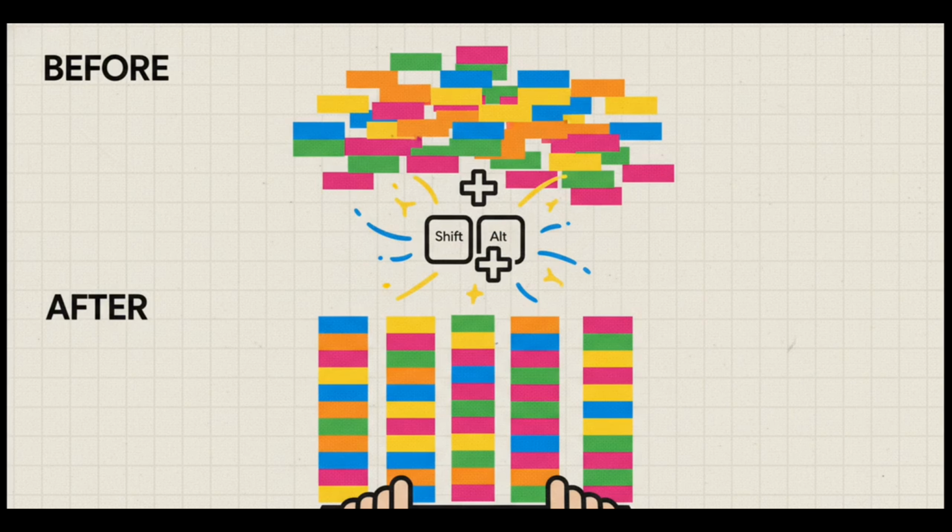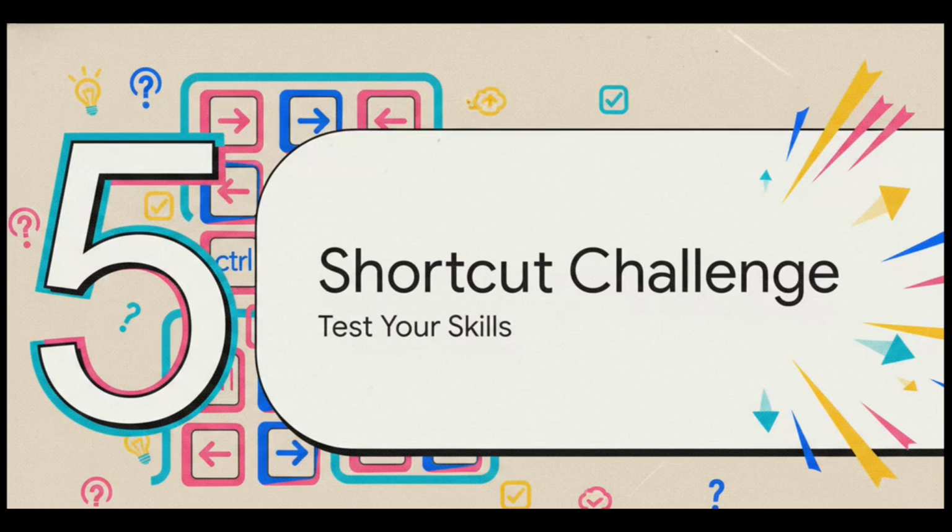And what happens when your code is just a messy disaster? You definitely don't manually indent every single line. You hit Shift+Alt+F to automatically format the entire document in a fraction of a second. Hands stay glued right to the home row where they belong. It's like magic. Let's have some fun with section 5, the shortcut challenge.